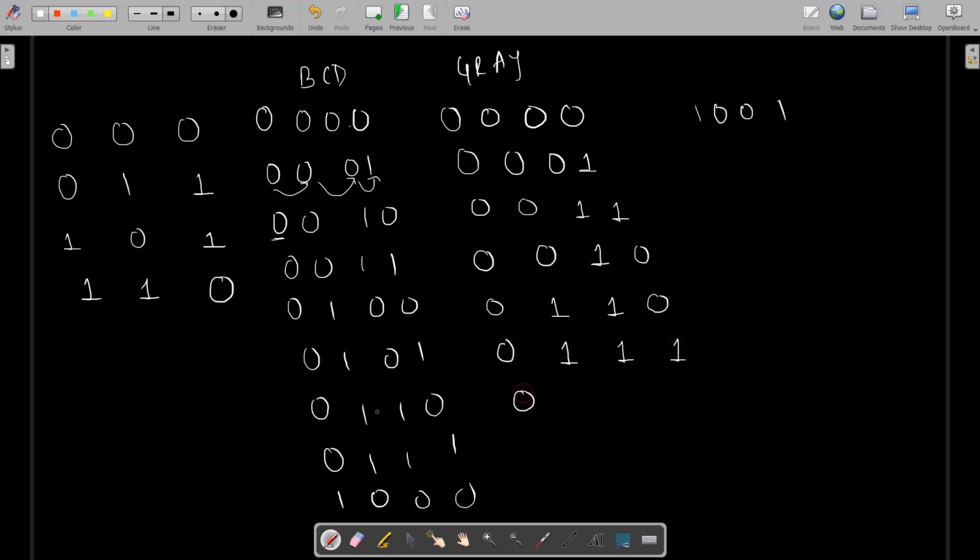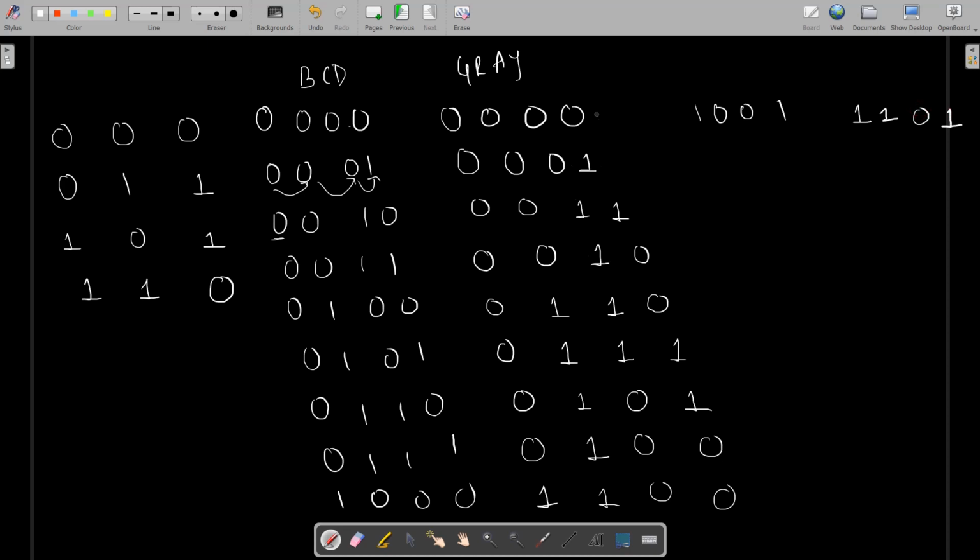0 as it is, 0 XOR 1 is 1, 1 XOR 1 is 0, 1 XOR 0 is 1. 0 as it is, 0 XOR 1 is 1, 1 XOR 1 is 0, 1 XOR 1 is 0. MSB as it is, the rest are 1 XOR 0 is 1, 0 XOR 0 is 0, 0 XOR 0 is 0. And for the last, MSB as it is, 1 XOR 0 is 1, 0 XOR 0 is 0, 0 XOR 1 is 1. So this is the output for the gray code.